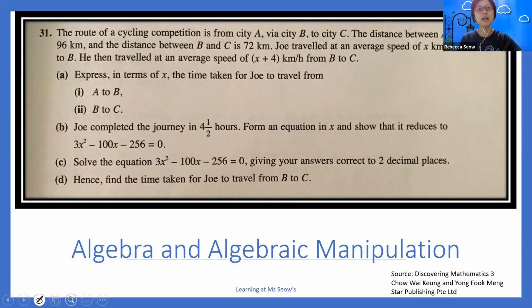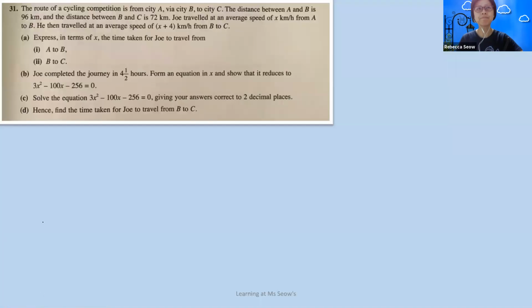Now, let's take a look at how we could solve this problem. For the benefit of understanding this question, perhaps it would be good if you could draw out something. So let's say if I were to draw out the entire route. We have city A, city B, and city C. So I'm going to let this be city A. And city C will be right at the end.